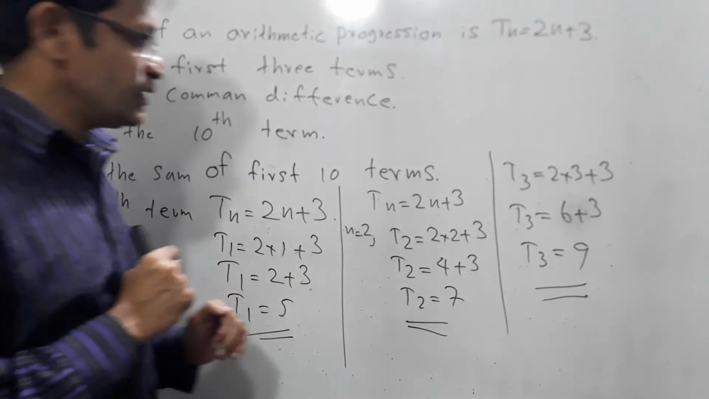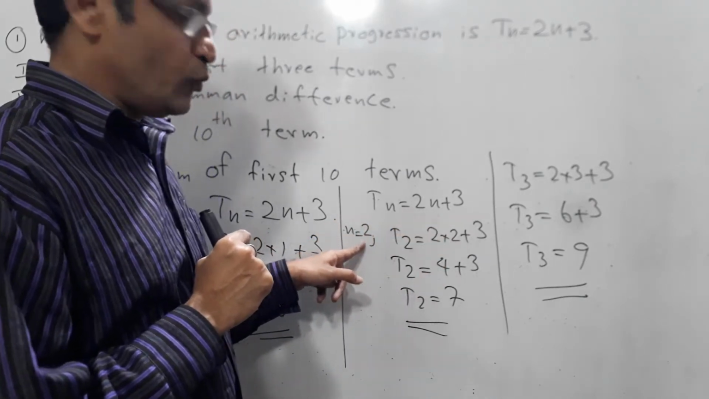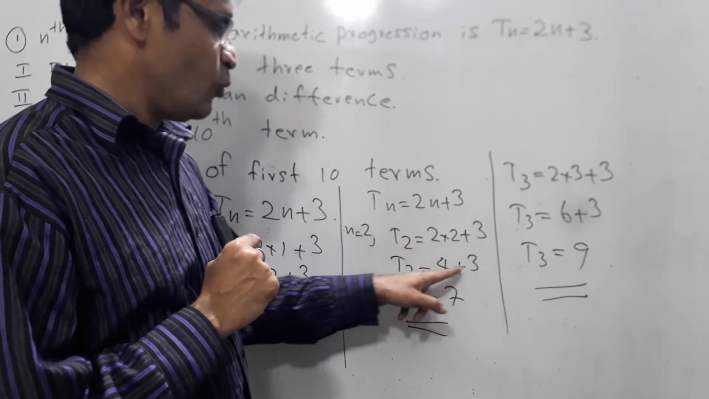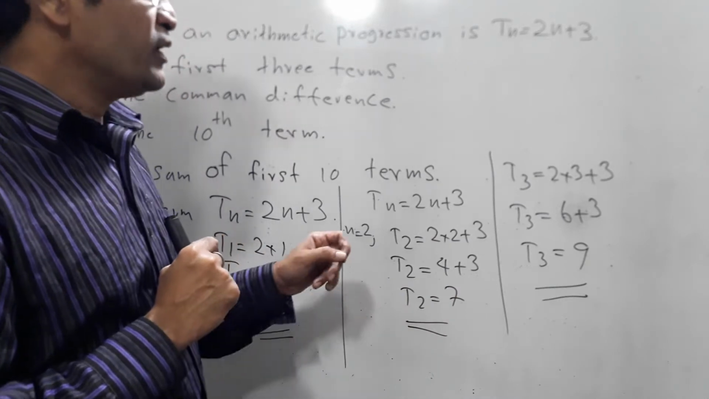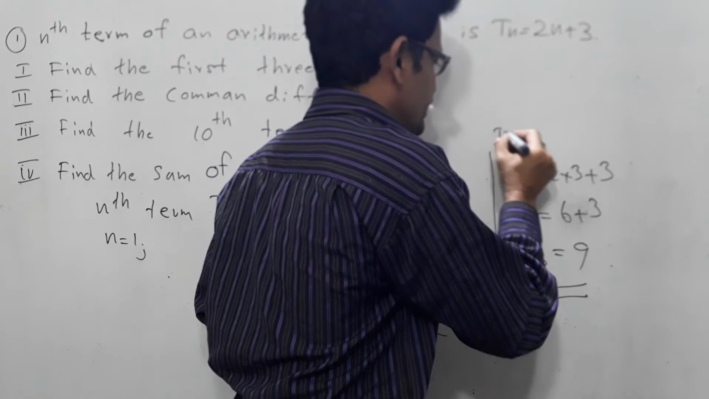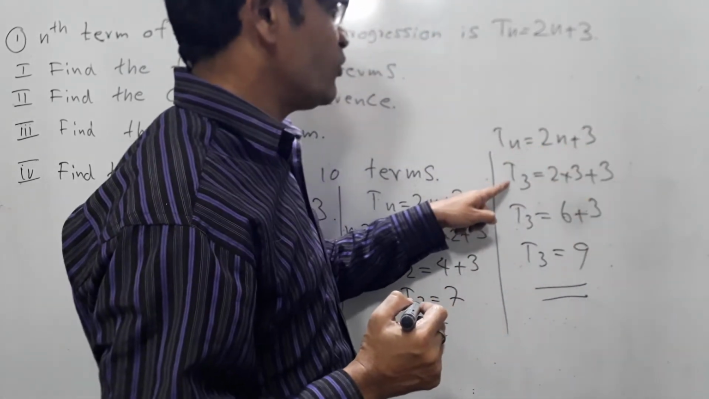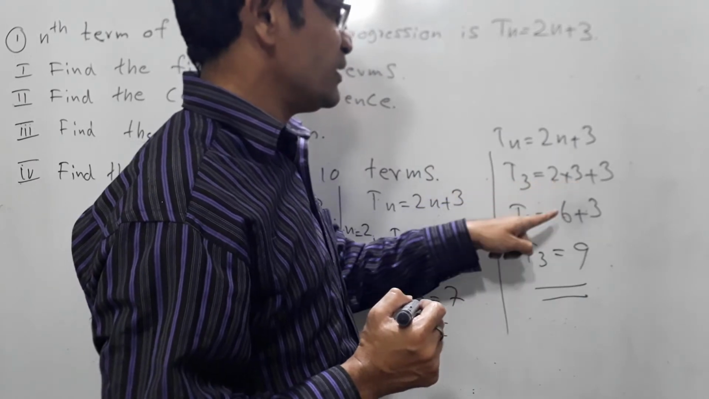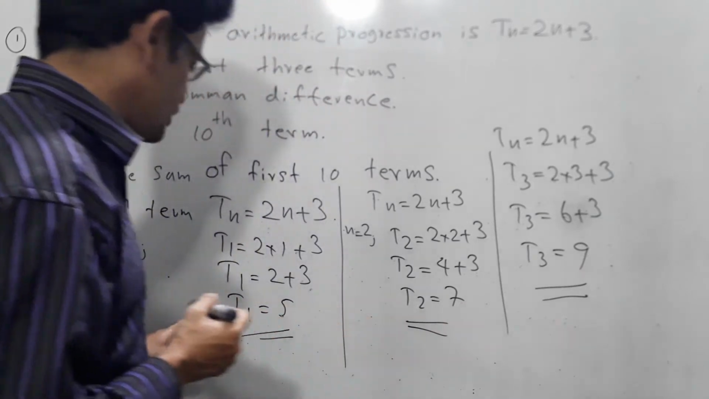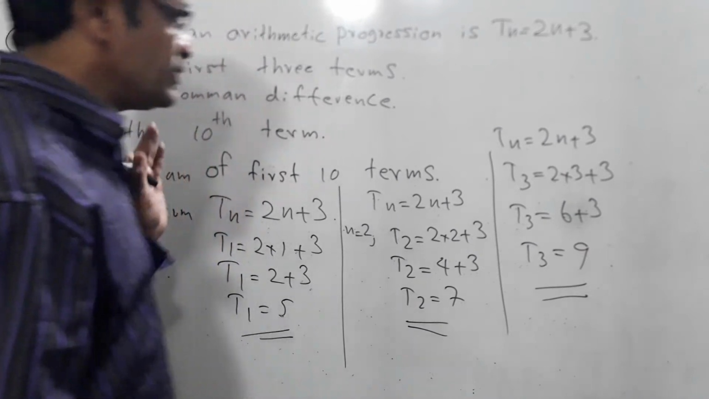Similarly, to find the second term, for Tn equal 2n plus 3, we substitute n equal 2. Then T2 equal 2 times 2 plus 3. So that means 4 plus 3, that means 7. To find the third term, we substitute n equal 3. Here Tn equal 2n plus 3. So if we substitute n equal 3, then 2 into 3, that is 6, plus 3, that means 9. So we found the first term, second term and third term. Clear? Right. Now I erase this one.